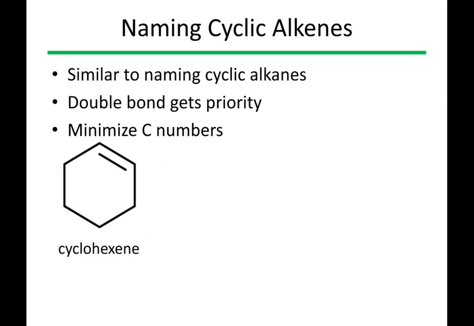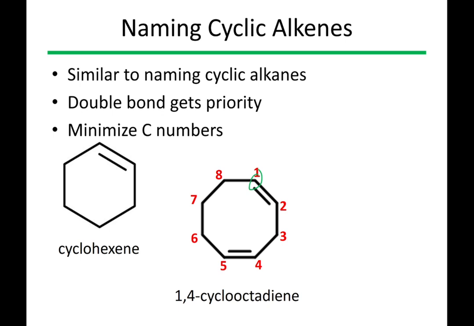For naming cyclic alkenes, these are going to follow very similar rules to cyclic alkanes. The double bond will get the priority, and we'll minimize the numbers when we're ordering them. Something like the cyclohexene, since there's only 1 double bond, we don't need to number it. If we have 2 like this, we want to minimize the numbering, so we would start close to 1 of them and go around the shortest way possible to the next one. And so here we have 8, so this would be a cyclooctene, but there's 2 double bonds here, so we have to point out their positions. So this would be 1 for cyclooctadiene.